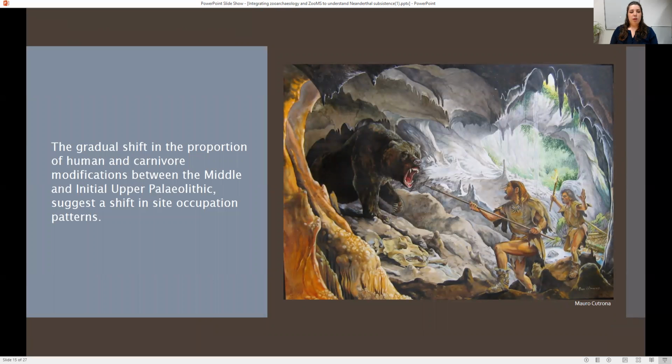So to sum up, layer K is marked by Neanderthal occupation and includes an important proportion of carnivore modifications relative to anthropogenic marks. This pattern shifts slowly in J, but mainly in layer I, which is clearly accumulated through human subsistence behavior with lower carnivore modifications. These preliminary results obtained from the ZooMS analysis emphasize a clear shift in site occupation and potential competition with carnivores during Neanderthal occupation.